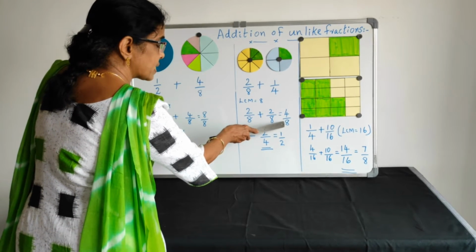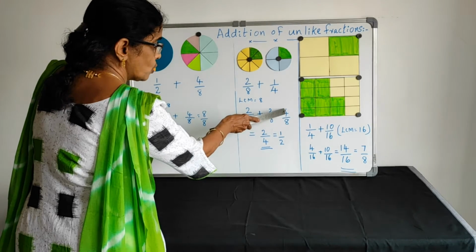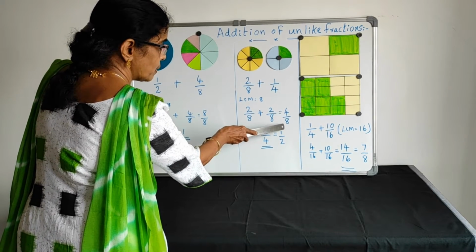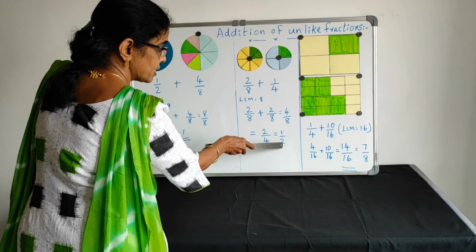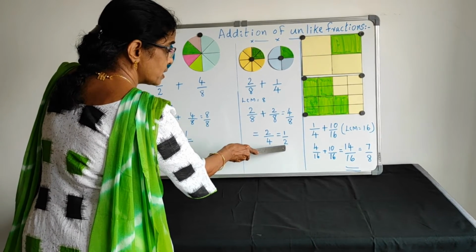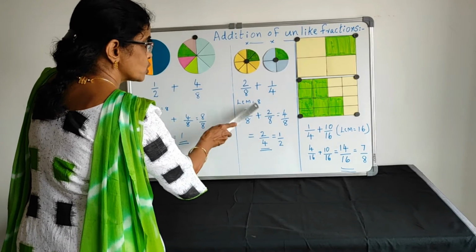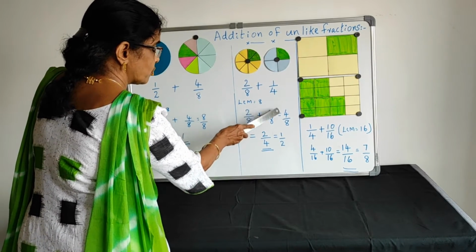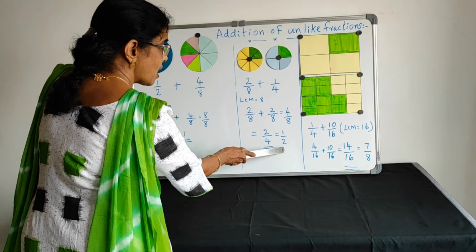In this step directly you can divide by 4. So 4 divided by 4 we will get 1. 8 divided by 4 we are getting 2. So as you wish you can do, but the answer should be in the lowest form. So 2 by 8 plus 1 by 4, we are getting the answer half.